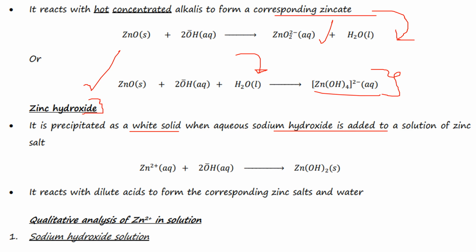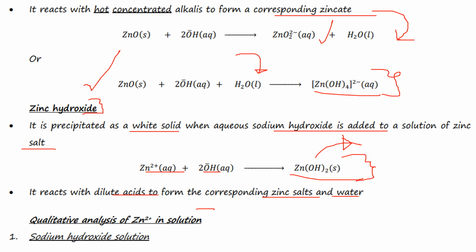When aqueous sodium hydroxide is being added to a solution containing zinc 2 ions or zinc 2 salt, zinc 2 ions react with hydroxide ions from the base to give us the zinc 2 hydroxide, and this one exists as our white precipitate. But this precipitate is soluble in both excess sodium hydroxide together with excess ammonia solution, giving a colorless solution if at all they are added in excess. So we're going to say another property of zinc hydroxide is going to be its reaction with dilute acids forming corresponding zinc 2 salts together with water.